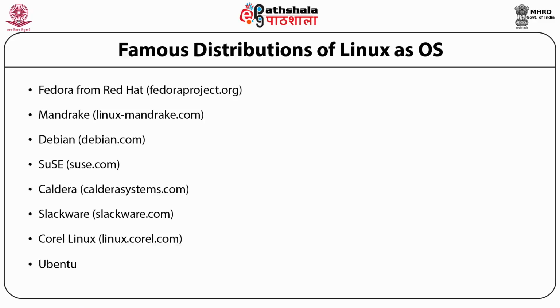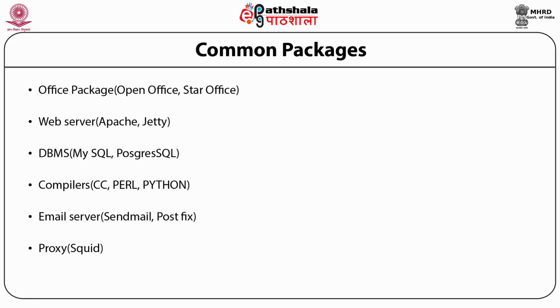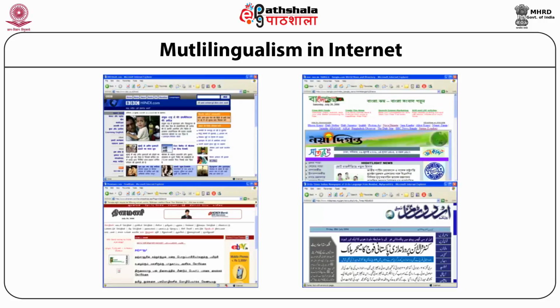Earlier I mentioned that there are a lot of distributions of Linux. So from the slide you can read Fedora from Red Hat, Mandrake, Debian, SUSE, Caldera, Slackware, Coral Linux, Ubuntu, and the server version which is generally used now. That is also a very popular Linux distribution. Now common packages which I list: OpenOffice, StarOffice, Apache, Jetty, DBMS2, compilers, email server, proxy, in a nutshell.